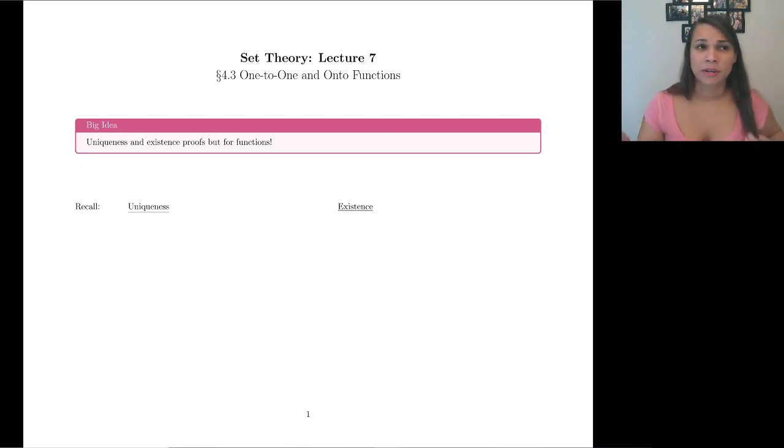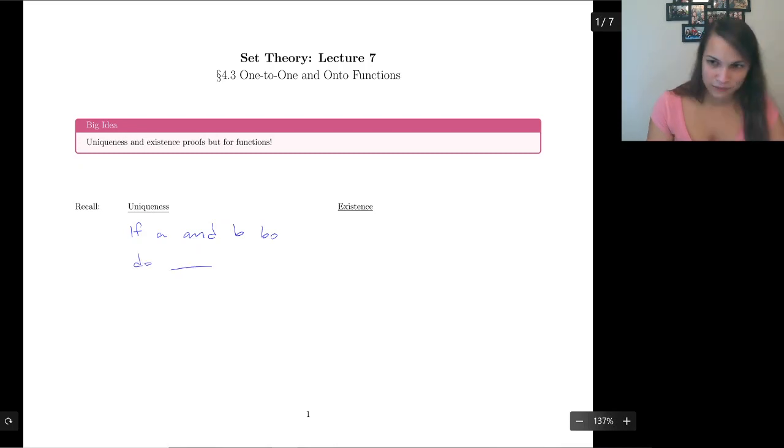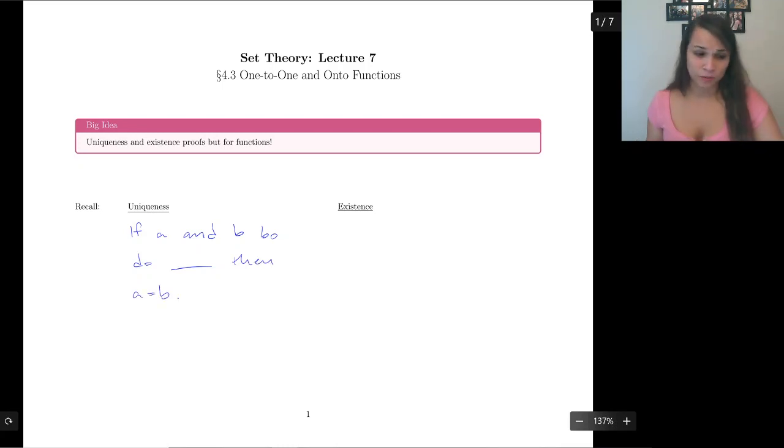For uniqueness, remember that means there's only one element that does whatever it is. And so in order to prove that, we would say that if A and B both do whatever it is, then in the end we can conclude that A and B are equal.